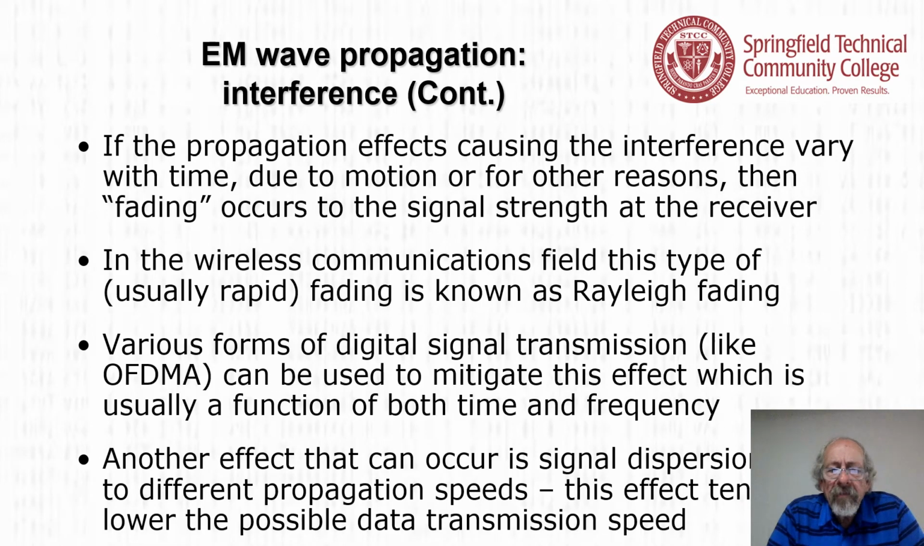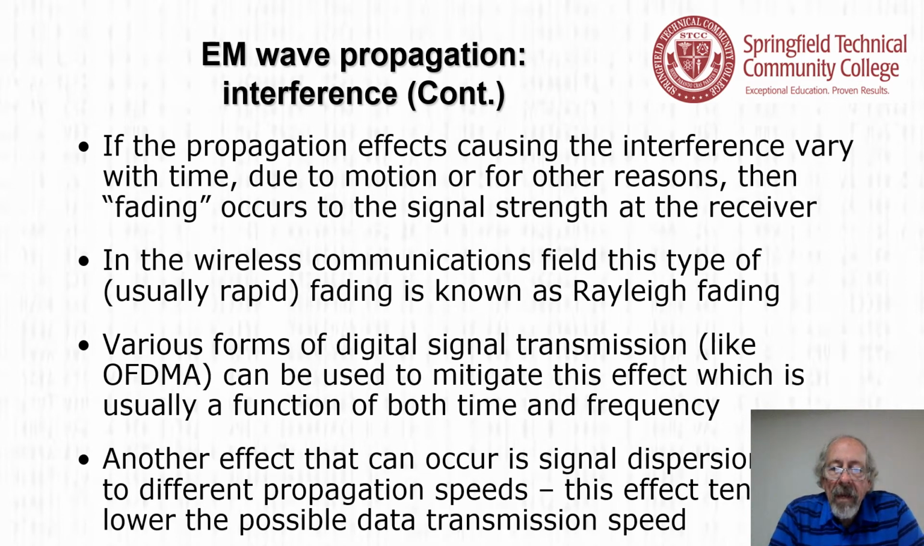If the propagation effects causing the interference vary with time, due to motion or for other reasons, then fading occurs to the signal strength at the receiver. In the prior slide, that wouldn't be the case, but if you think about the old station wagon in the slide before that, as it's driving along, all the paths would change. So you could get fading.